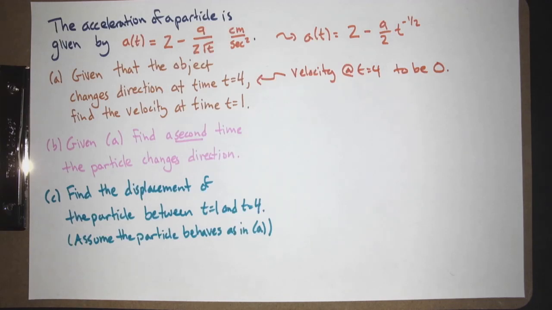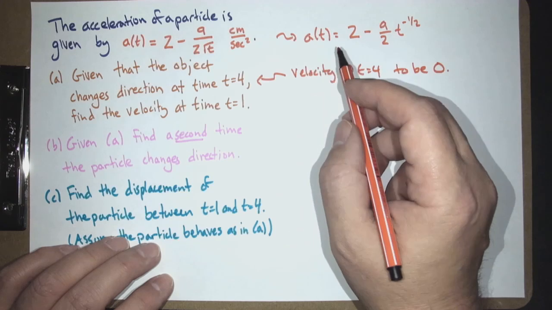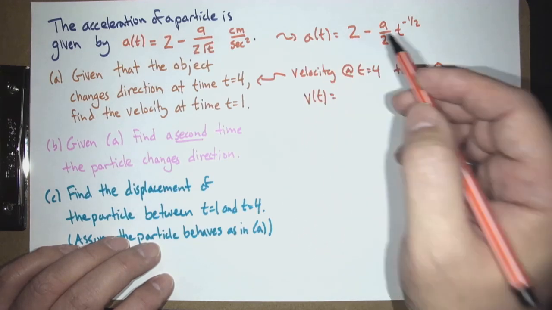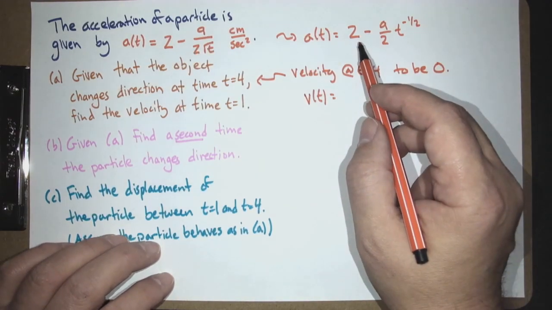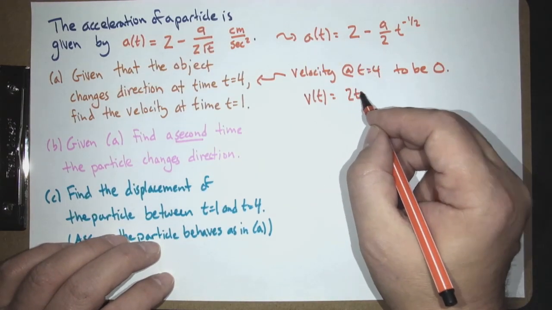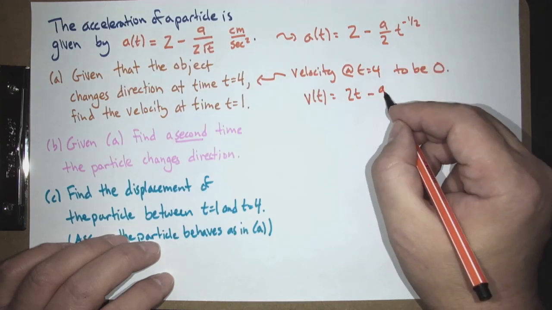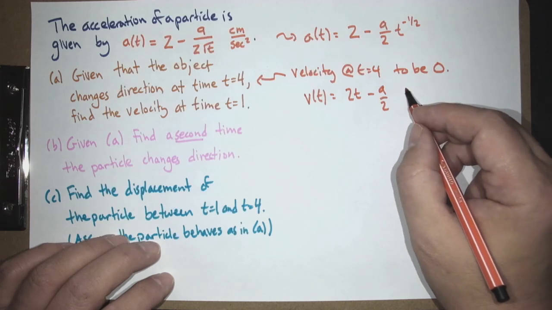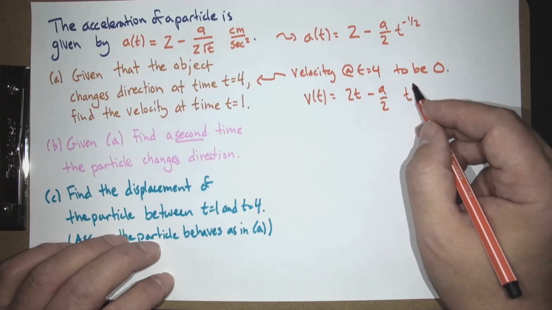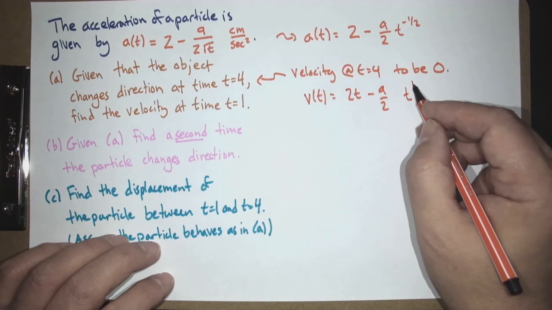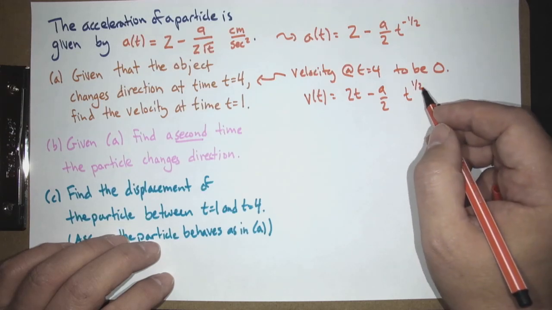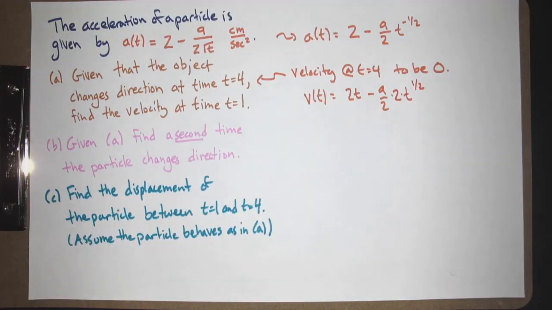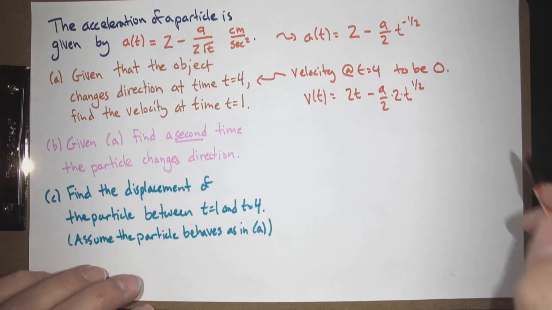Now, let's find our velocity function. How do you go from acceleration to velocity? Integrate. Okay, so what's the integral of 2? 2t. What's the integral of minus 9 halves t to the minus a half? T to the 1/2. Negative half plus 1, and then times 2, dividing by half. Anything else? Plus c.